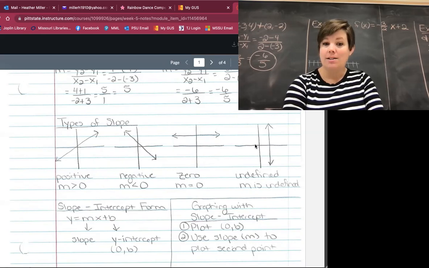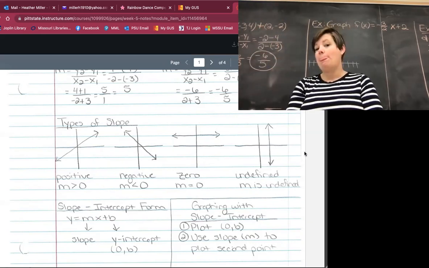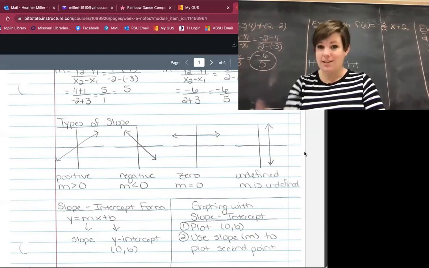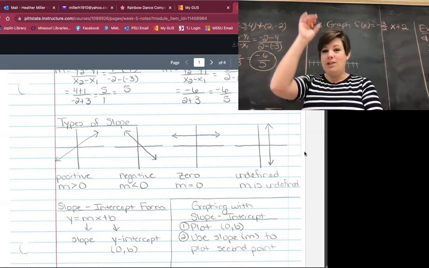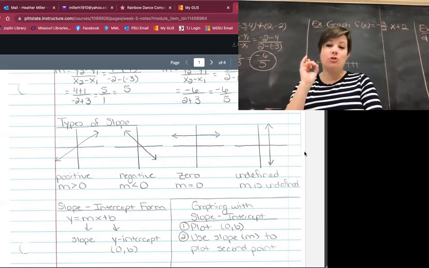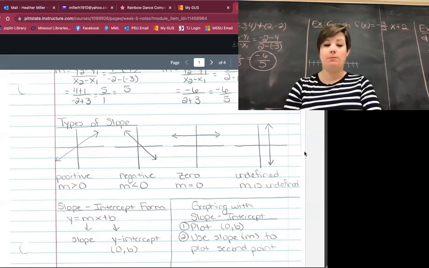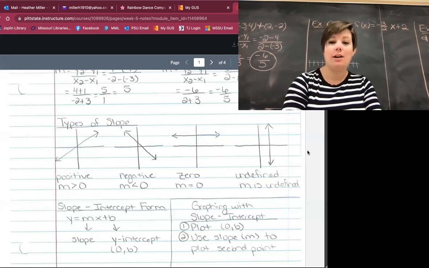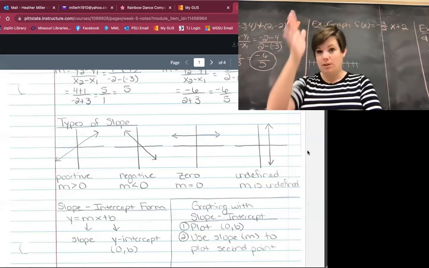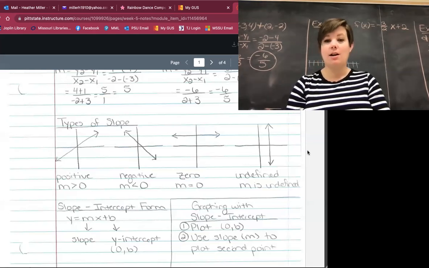The flip of that is the undefined slope. That's where it's completely vertical. There's a whole bunch of rising and there's no running at all. So if you have rise over run and there's no running, that means you have a 0 in your denominator. And that's undefined slope. These are x equals equations. So like this would be x equals 2 or x equals -5 or whatever. That's how you get those vertical graphs and that undefined slope.